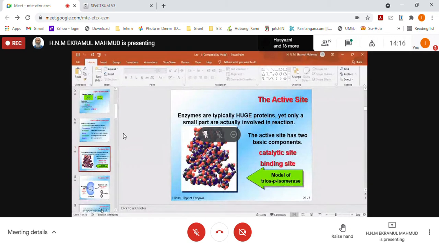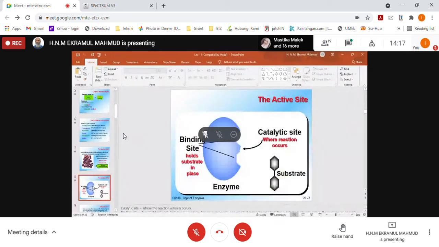So enzymes, in fact, are typically proteins, yet only a small part is actually involved in the reaction. The active site has two basic components. One is the catalytic site, and the other is the binding site. It works like a lock opened by a key, so it follows the lock and key mechanism. If you look at the picture, you will see that the two look exactly the same, as the substrate has to fit in.